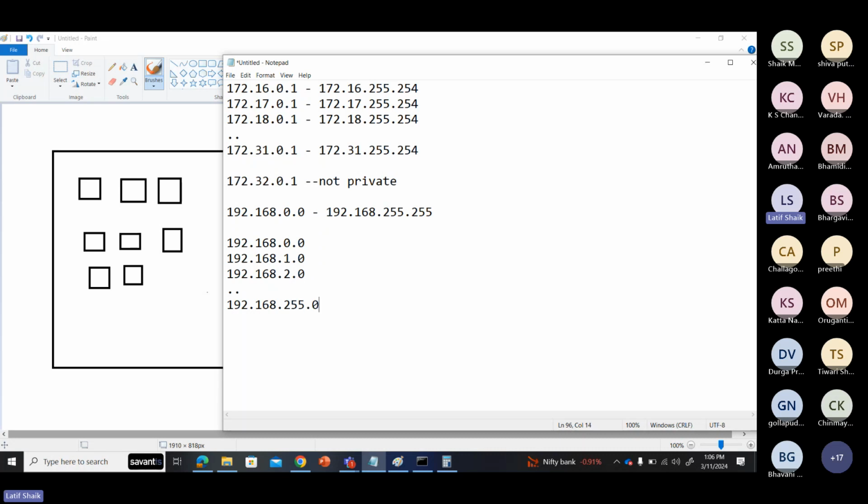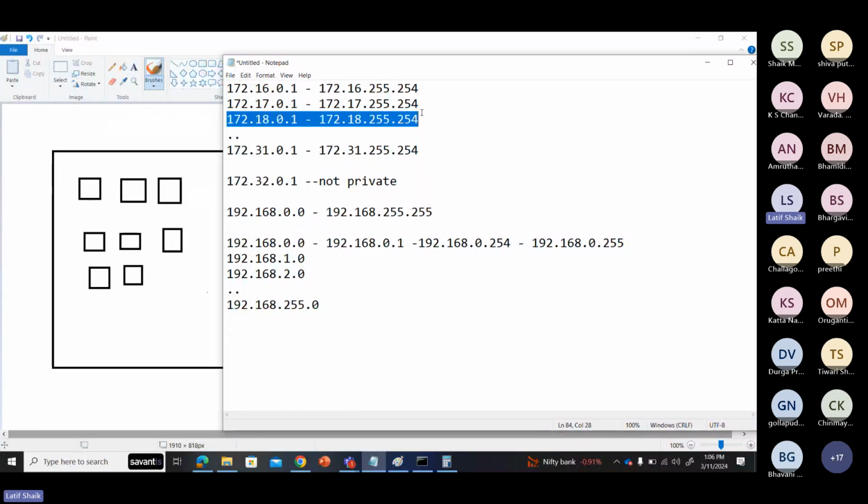If you write the ranges, up to 255, this is one complete network. This is the network ID, and this is the broadcast ID. You can also write it from here: this is the starting and this is the ending. This is your network range.